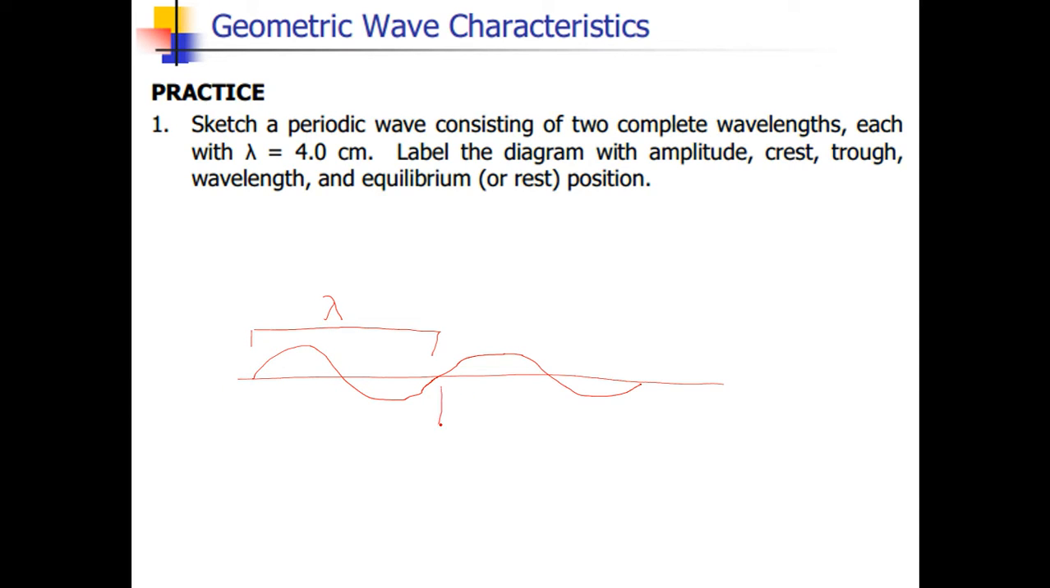Okay, and then if we measure from here to here, that's another wavelength, and it equals 4 centimeters in this case, right? We've got the crest, we've got the trough, and then we have the amplitude. Okay, so I think everyone should be pretty much okay with that. We're going to add some math to this now.